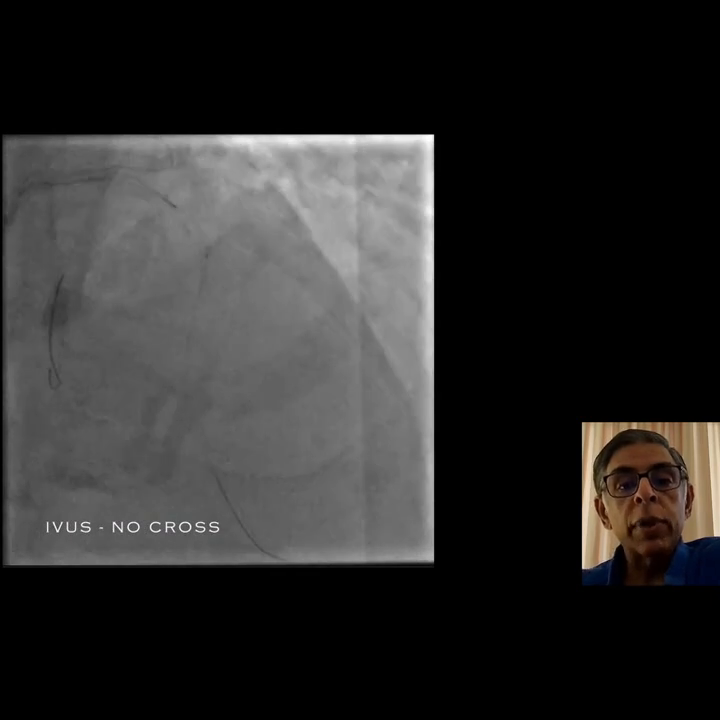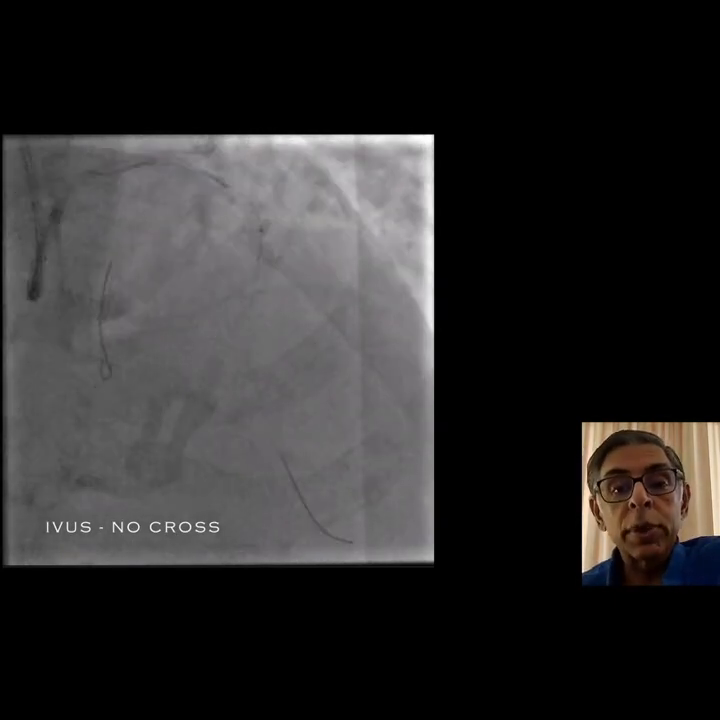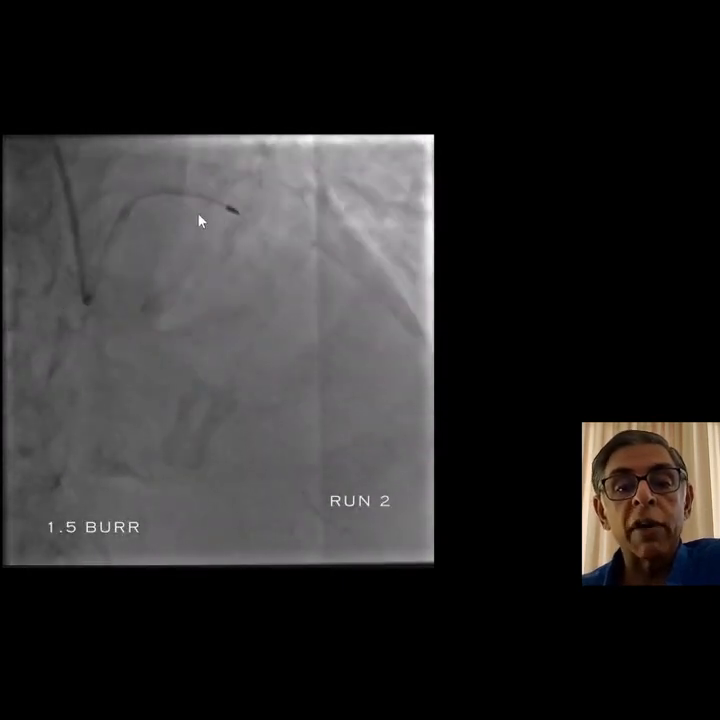So we started off with wiring the LAD and circumflex using workhorse wires and attempted to perform an IVUS. And not surprisingly, the IVUS catheter failed to cross, and this was a good indication for us to proceed with rotational atherectomy. The wires were then swapped for a RotaWire Floppy, and we started off with a 1.5 burr.